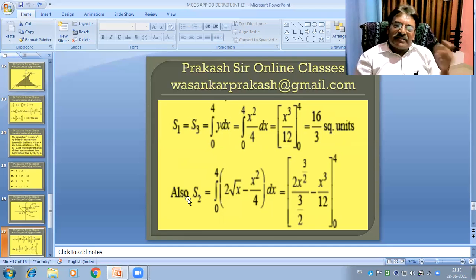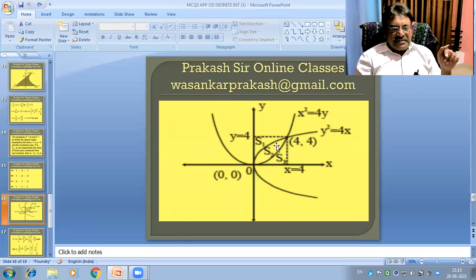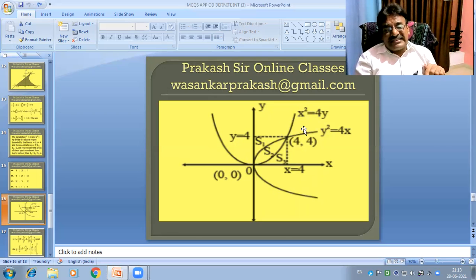Next, we find here S2. This is S2, that is the area bounded by the two parabolas. This is the upper parabola and this is the lower parabola. Again, the limit is the same. So S2 is equal to the integration from x equals 0 to x equals 4 of y of upper curve minus y of lower curve. The equation of the upper curve is y square equals 4x, therefore y is equal to 2 root x. And y of lower curve is x square by 4.